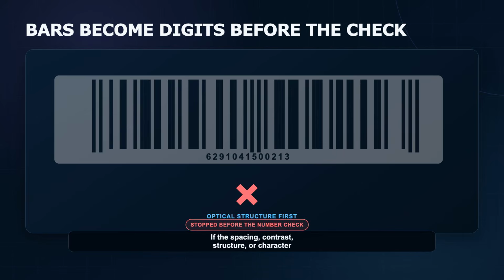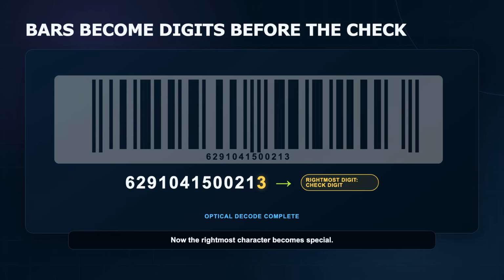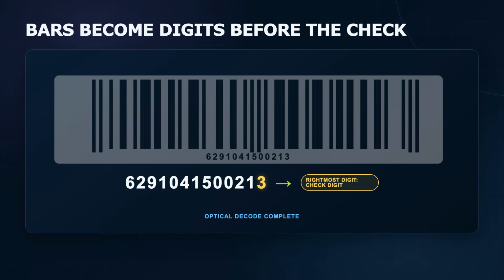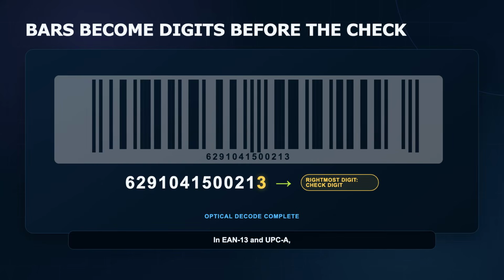If the spacing, contrast, structure, or character pattern cannot be decoded, the process can stop here. The final digit is not repairing missing bars. Its job begins after the reader has a candidate number to test. Now, the rightmost character becomes special. In EAN13 and UPC-A, it encodes the check digit. The reader can verify that digit automatically during reading and decoding.